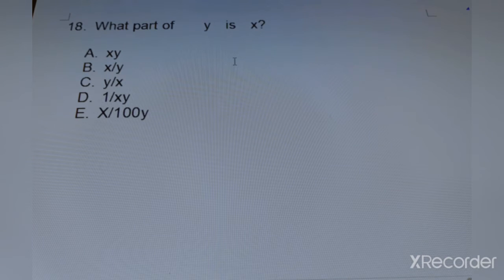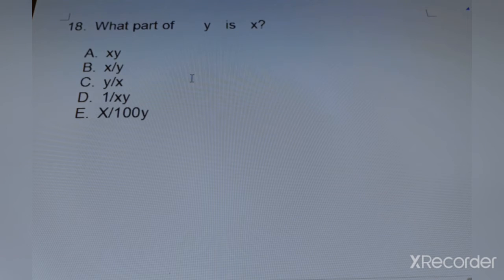Example, you are given 50 items in your math test. And then you scored only 20. So your y there is the number of items, and your x is your score. So that is x over y. Your score over the total score. So, what part of y is x? Means x over y. Just a portion of y.